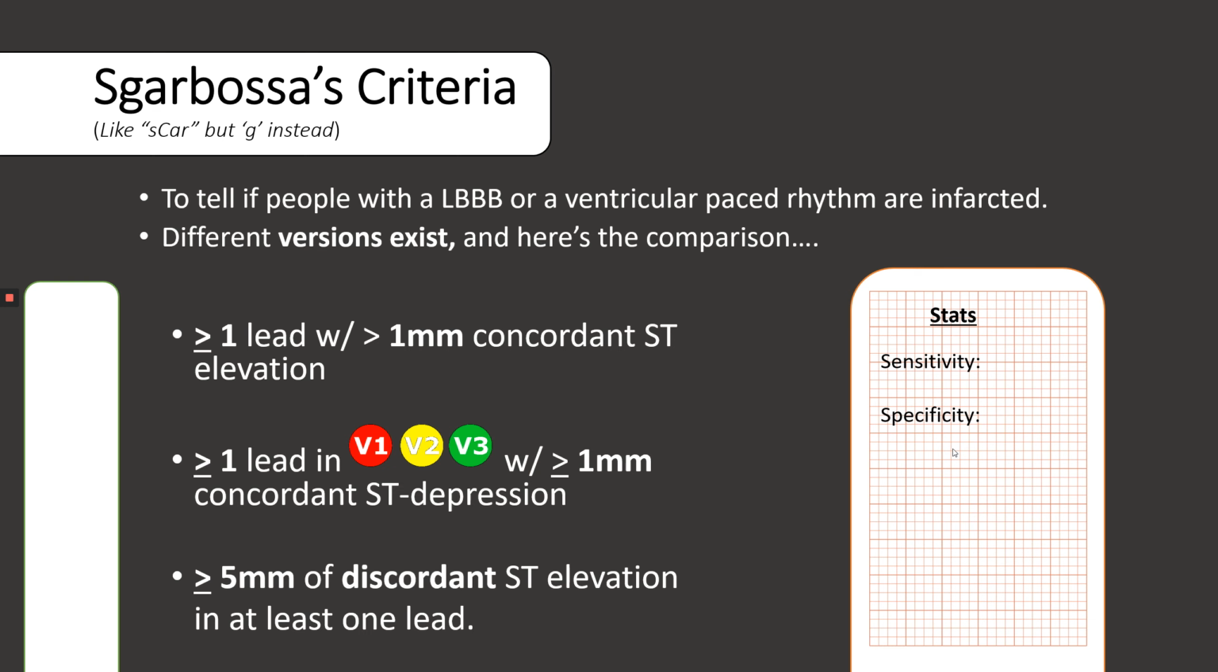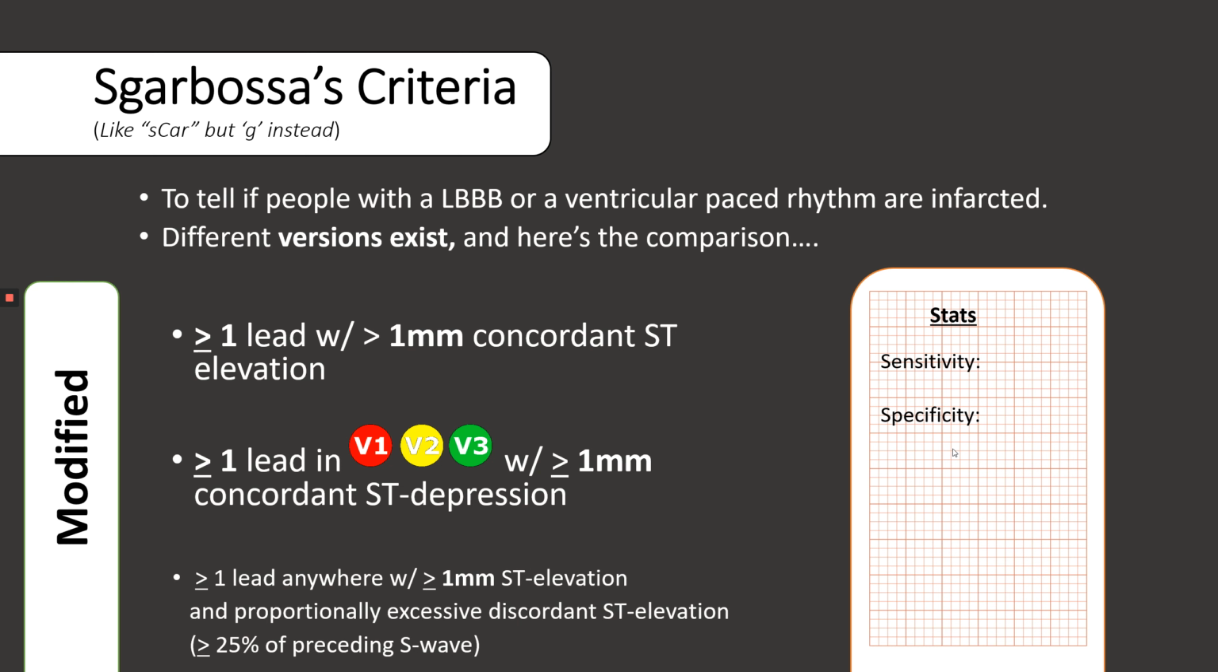Now, that's unweighted. Let's take a look at the modified version. This is the one I use, and you'll see kind of why, because we'll talk about the numbers and stuff. Not a major earth-shattering change, but it does change the last criteria to be even wordier than the previous one, right? So one or more leads anywhere with 1 or more millimeters of ST elevation and proportionally excessive discordant ST elevation of greater than or equal to 25% of the preceding S wave. So what does that even mean? That's so many words, right?